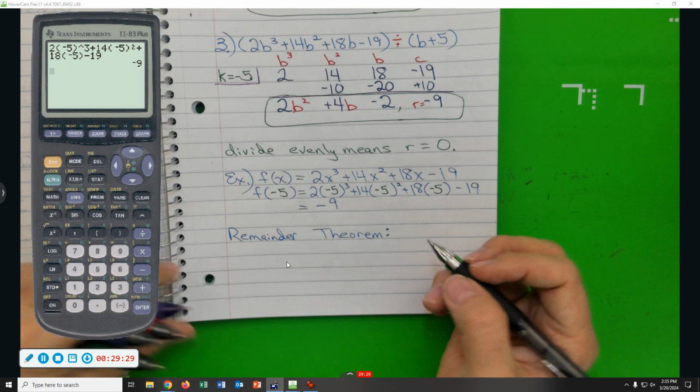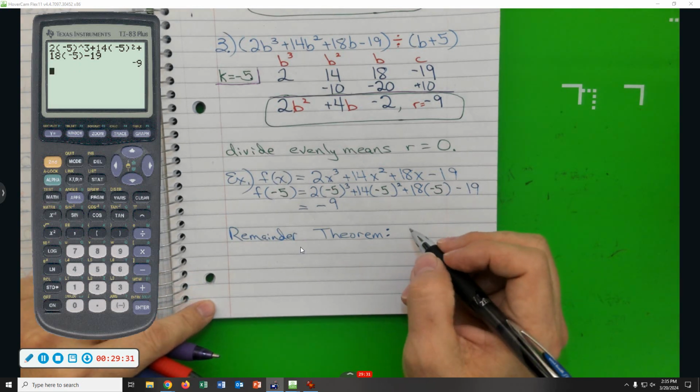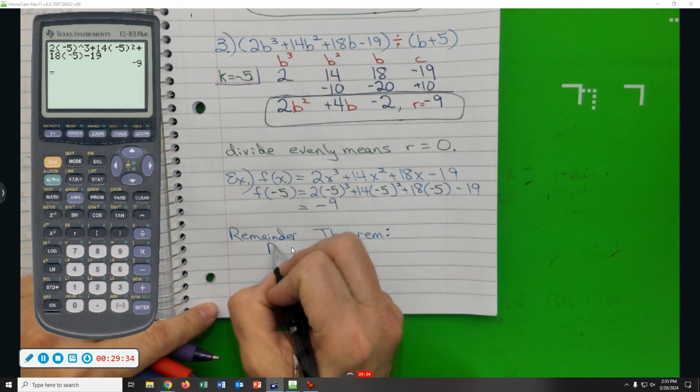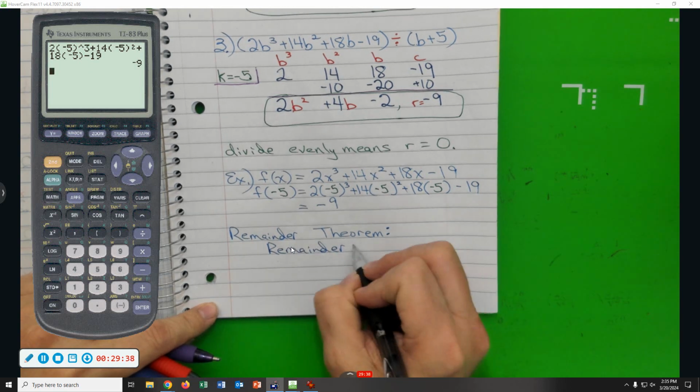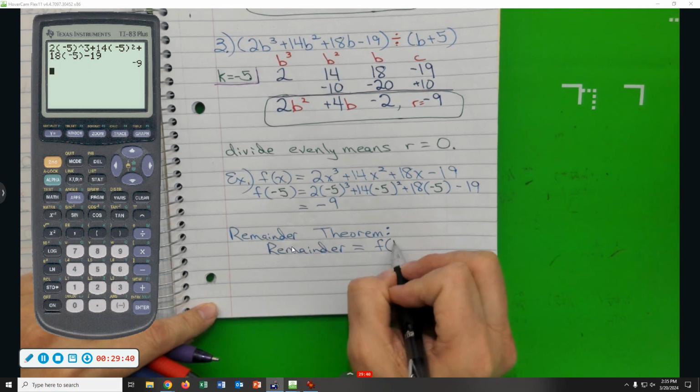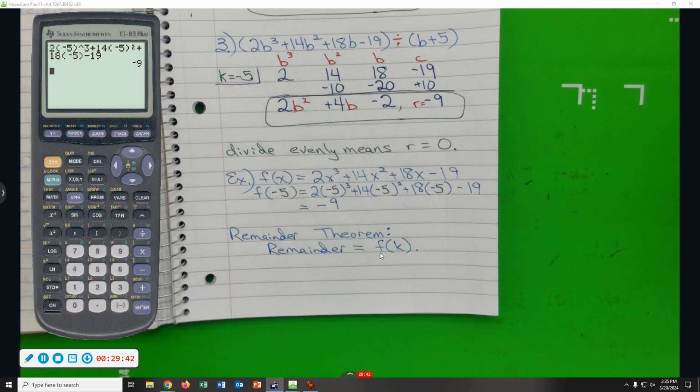The remainder theorem: I'm just going to say remainder equals f of k. The remainder is equal to f of k. That's a nice brief way of saying it.